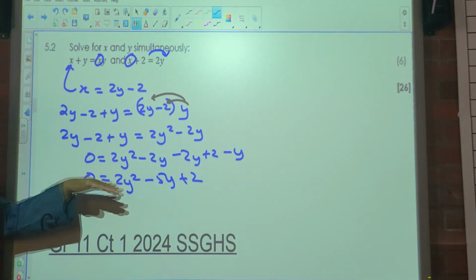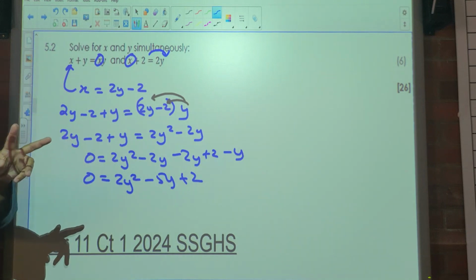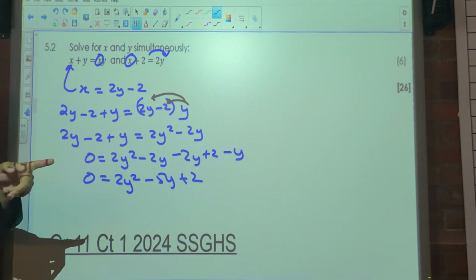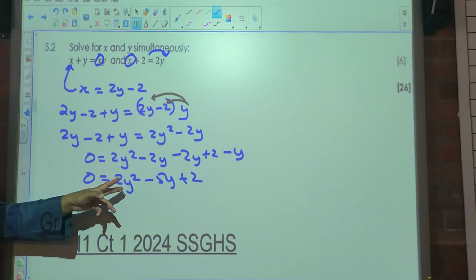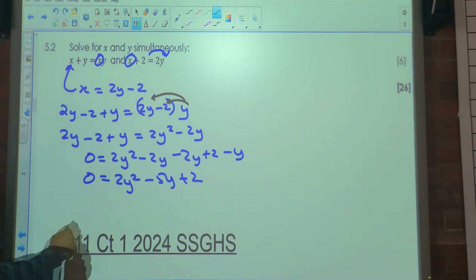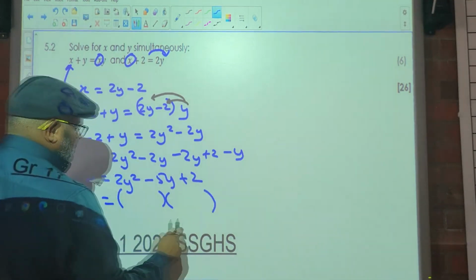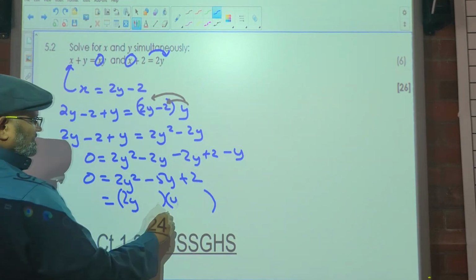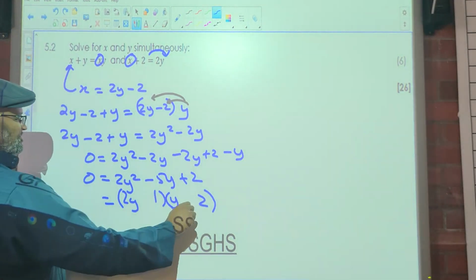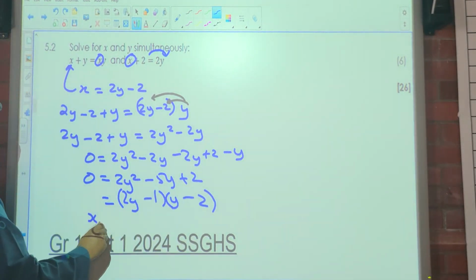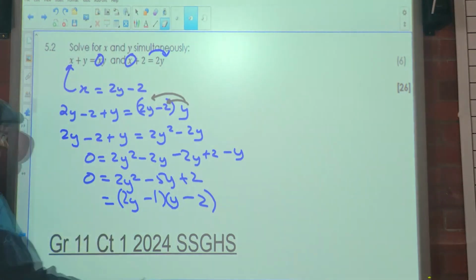Again, what do we notice? Trinomial. Two ways of factorizing it. How? Quadratic formula or the old-fashioned factorization method, not so? So it's going to be 2y times 2 is 4 plus 1 is 5. Both are negative. So y is equal to.